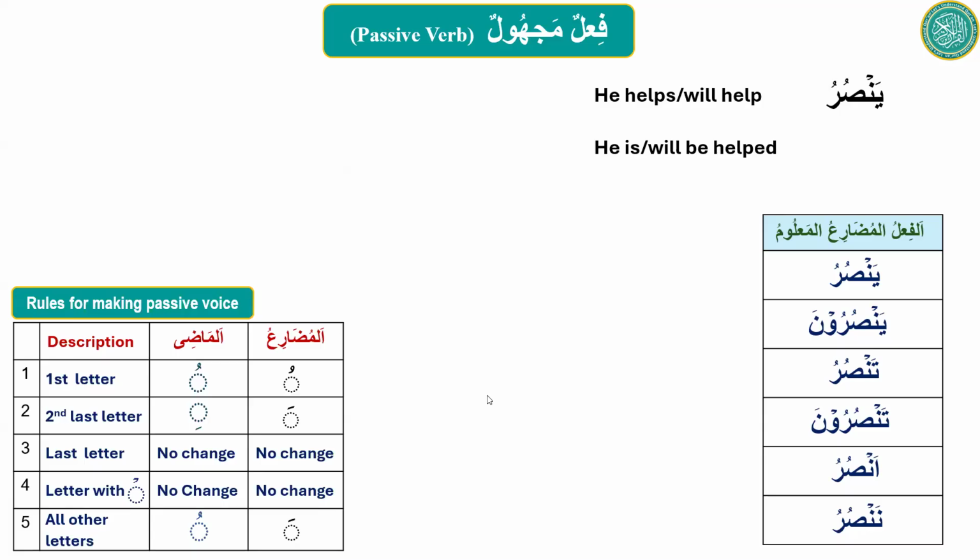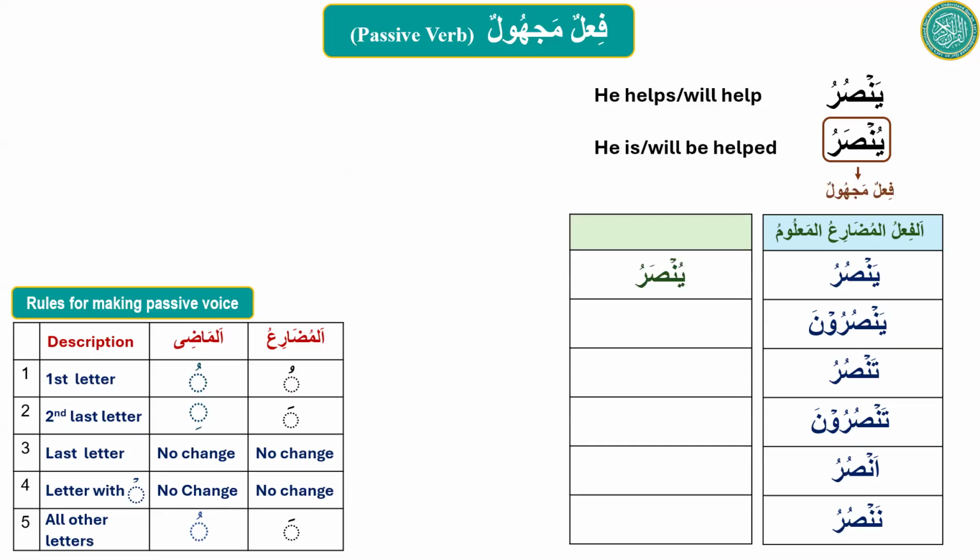And there was a second column in the table that was added. You can see that now. So yansuru, ya will get a dhamma. The second last letter, which is a sod, will get a fatha. The last letter, which is a ra, will see no change. So dhamma will remain dhamma. And noon is the letter which had a skoon or a jazm. It will maintain its jazm. So yunsaru. Yunsaru means he is helped or he will be helped. And this is a fail majhul now.